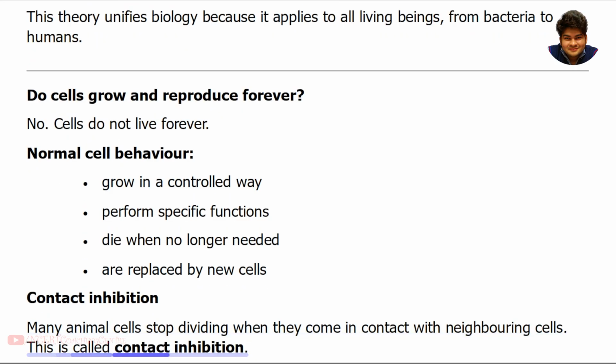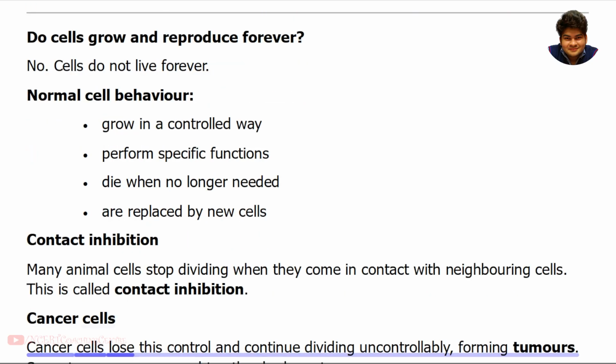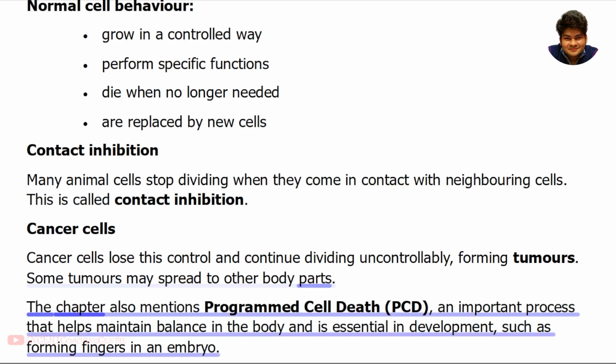This is called contact inhibition. Cancer cells lose this control and continue dividing uncontrollably, forming tumors. Some tumors may spread to other body parts. The chapter also mentions programmed cell death, PCD, an important process that helps maintain balance in the body and is essential in development, such as forming fingers in an embryo.